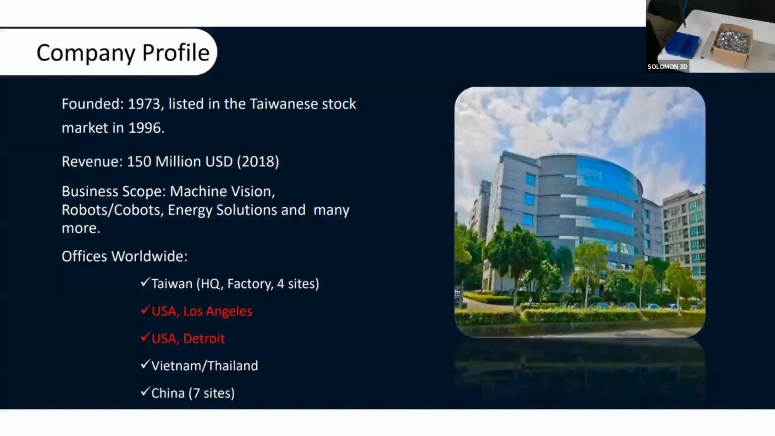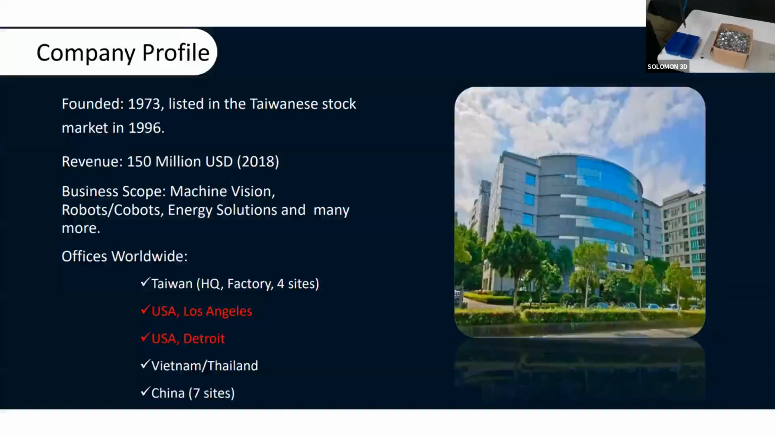Before that, I just want to briefly go over our company profile. So Solomon Technology Corp was founded in 1973. We've been listed in the Taiwanese stock market since 1996. You can see our revenue there in US dollars from 2018. Our business scope includes machine vision, robots and cobots, energy solutions, and many more.